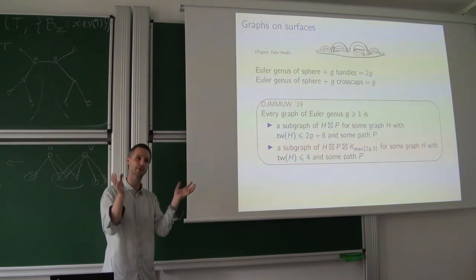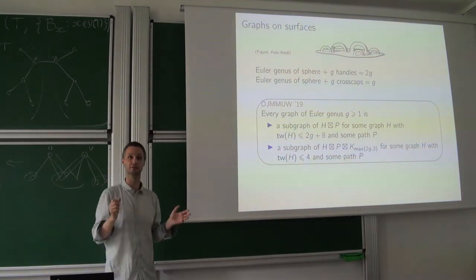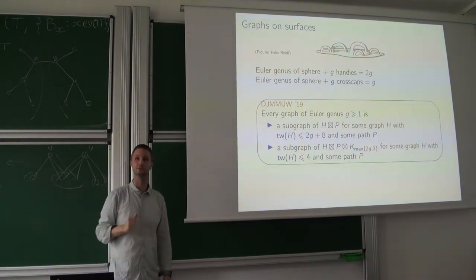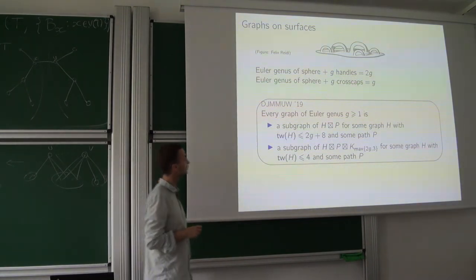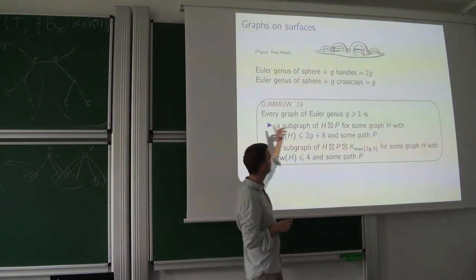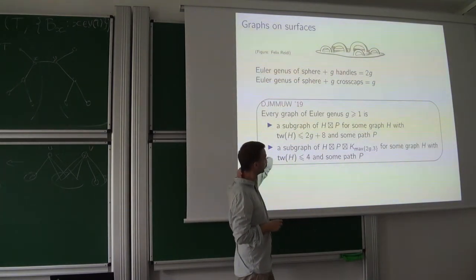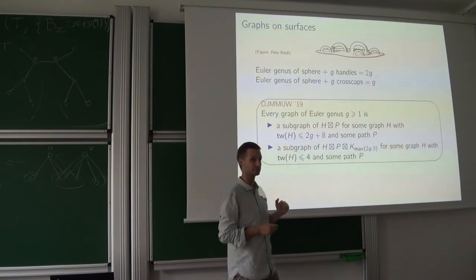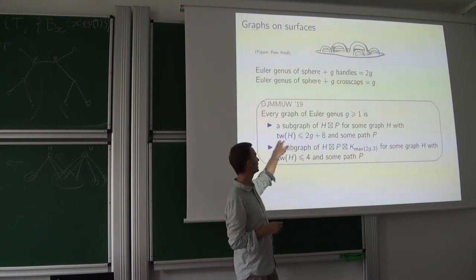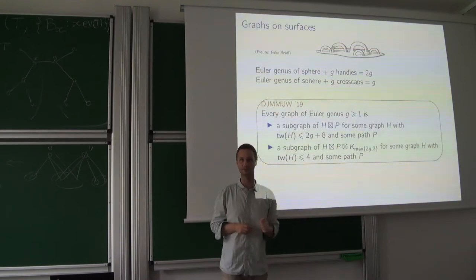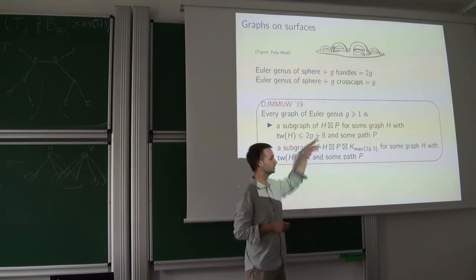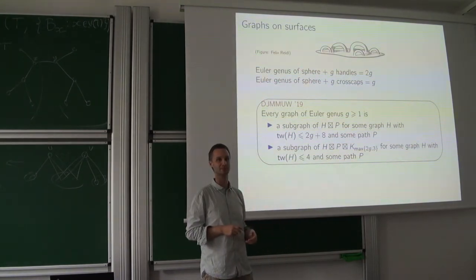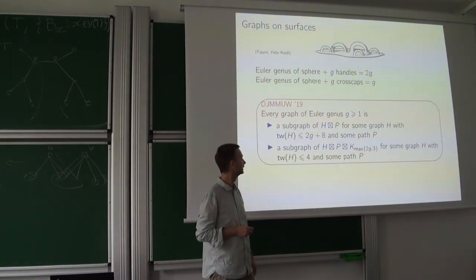Well, if you have a sphere with g handles, Euler genus is 2g. If you have a sphere with g crosscuts, Euler genus is g. So if you have a graph which is embedded on a surface of Euler genus g, then it's a subgraph of the strong product of H and P, where P is a path, as always, and H has small treewidth as a function of the genus: at most 2g plus 8. This plus 8, of course, you can replace by plus 6 with the improved version.